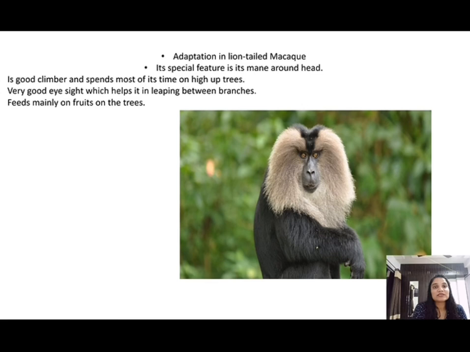It is a good climber and spends most of the time high up in the trees. As you know, since it lives on high trees, the food of that animal, like all monkeys, is from the trees only: leaves, fruits, and insects, whatever is present on the leaves on the trees. Next is very good eyesight, which helps in leaping between the branches. This is the adaptation, and this way the chapter is over.